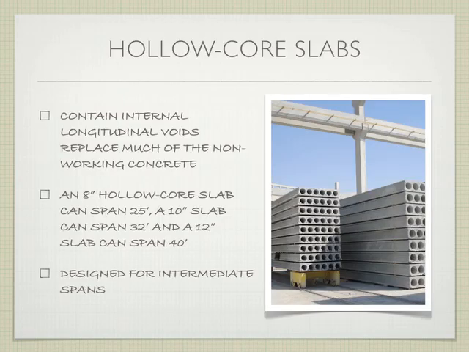From solid slabs, we move into hollow core slabs. Okay? And these are characterized by repeated circle or long oval patterns that are taking out some of that non-working concrete. We're decreasing the weight of the piece, and by decreasing the weight of the piece, we're able to span a little bit further. So they contain internal longitudinal voids that replace the non-working concrete.